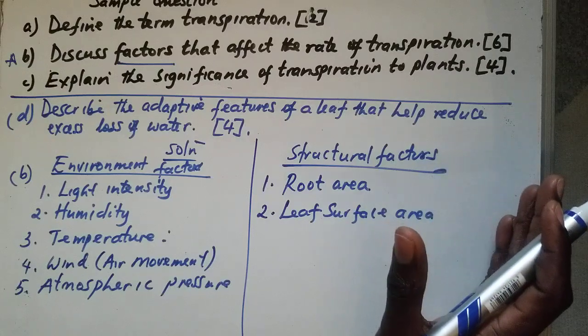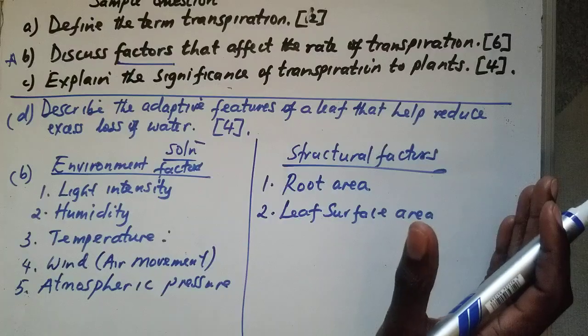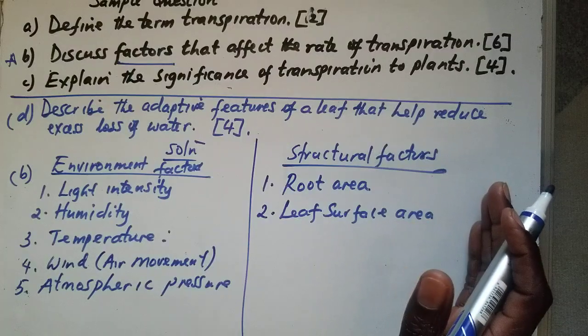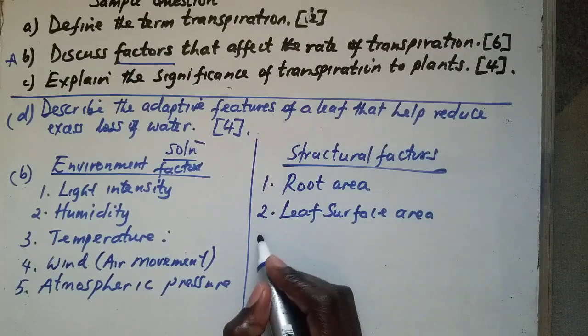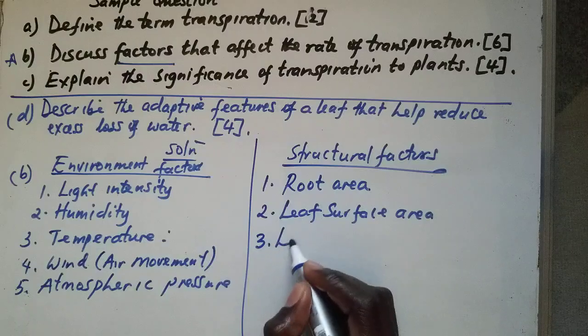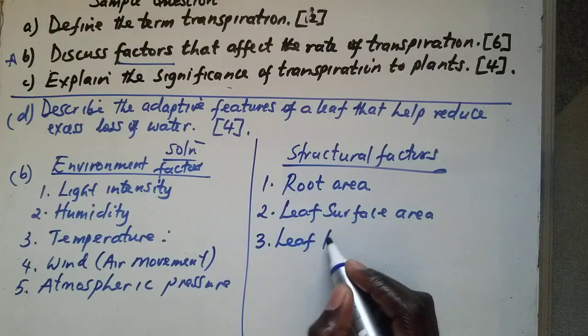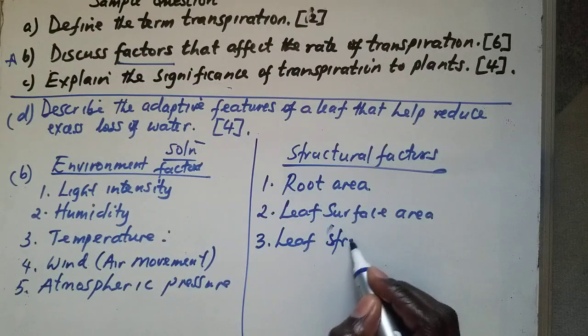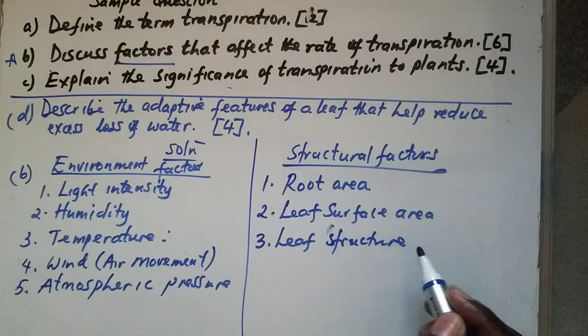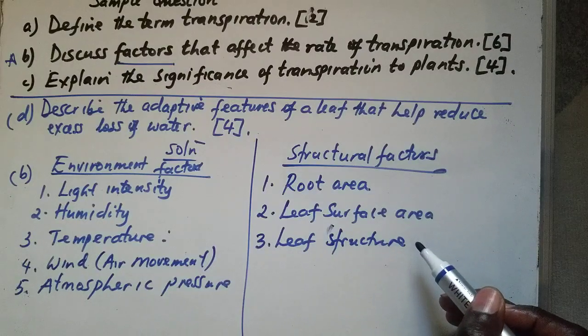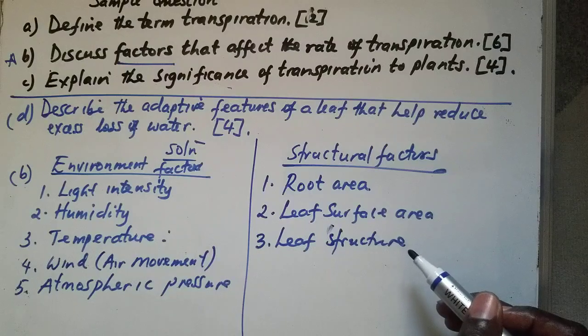What I mean is that the larger the leaf surface area, the higher the rate of transpiration. So that's the idea about it. Then the other thing that we can talk about is simply the leaf structure. Now, when it comes to the leaf structure, depending on the structure of the leaf, it may either reduce or increase the rate of transpiration.